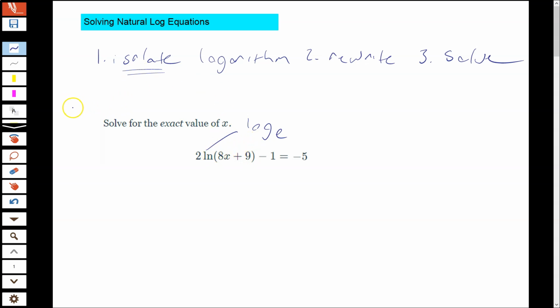Sort of like if we had an equation like this, if we had x squared plus 1 equals 5, what we'd want to do is subtract that 1 on both sides. We want to isolate the square root before we worried about it. We're doing the same thing here. So we're going to get ln by itself.